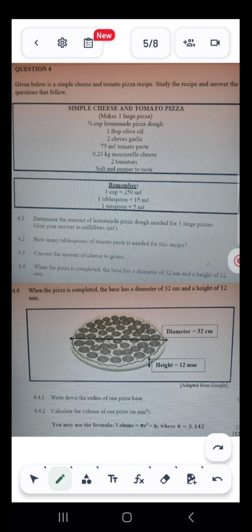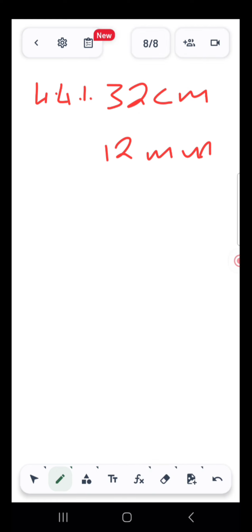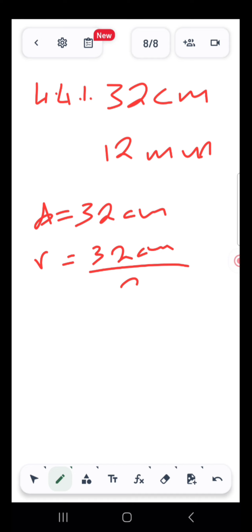Okay, write down the radius of one pizza base. So a radius is half of the diameter, meaning that whatever the diameter is, we divide it by 2, right? So our diameter, they said, is 32. D is equals to 32 centimeter, which means our radius will be 32 centimeter divided by 2, which will make the radius 16 centimeters. So our radius is 16 centimeters, right?